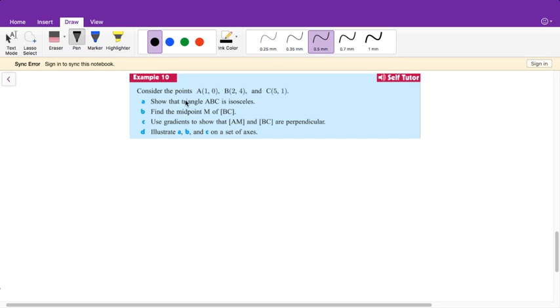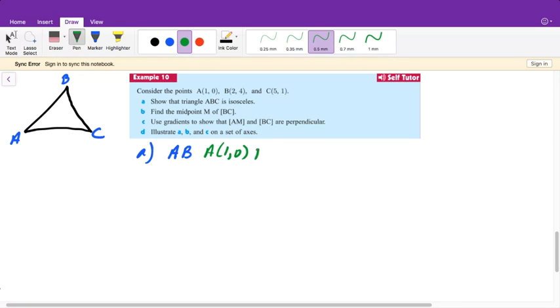So it says, consider the points A, B, and C. Show that triangle A, B, and C is isosceles. So remember, the first thing we do is we draw this triangle off to the side. And since we're just sketching it, it doesn't have to be exactly graphed to scale. And in order to show that it's isosceles, we then need to find the distance of AB, BC, and AC. Right? So that means I'm going to find for A, the distance of AB. And then for AB, that means I'm going to use the points A, 1, 0, and the points B, 2, 4. I'm going to label them.